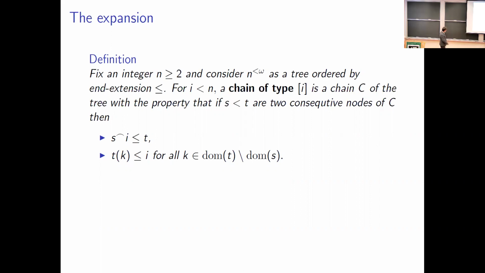You see, the first statement will be just an I chain. But if you require that you're not allowed to go above I when you're moving from S to T, then you have a square bracket I chain. So a chain has this type I if the ith immediate successor of S is extended by T, for every two S and T, or in particular two consecutive ones. That's the I chain.